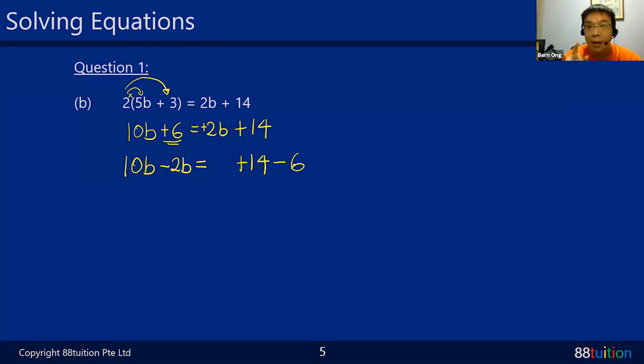Can you see this? From the left, 10b minus 2b will give you 8b. 14 minus 6 will give you 8. What is in between 8 and b? Once again, it's a multiplication. 8 times b. Do you know that?